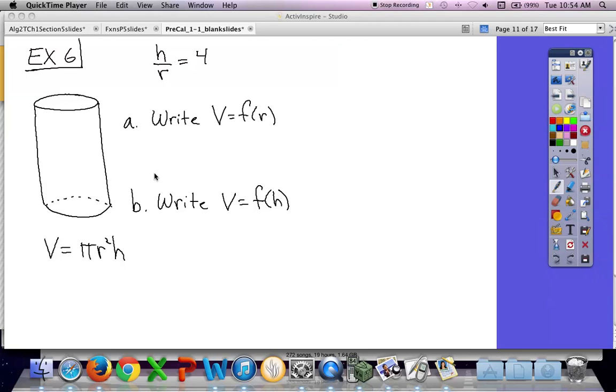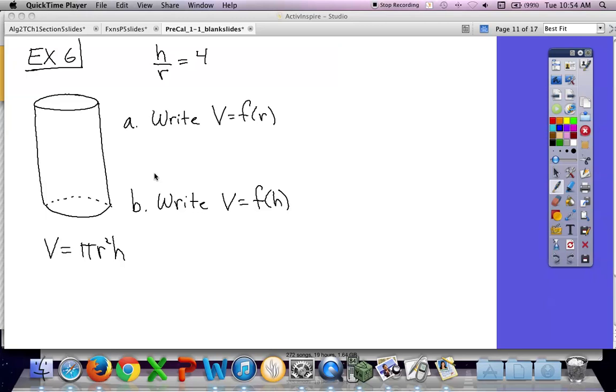If you read it in the book, this is section 1.1. It says, you work in the marketing department of a soft drink company and are experimenting with a new soft drink can that is slightly narrower and taller than a standard can. For your experimental can, the ratio of the height to the radius is 4, as shown in the picture. Okay. A, express the volume of the can as a function of R. B, express the volume of the can as a function of H.